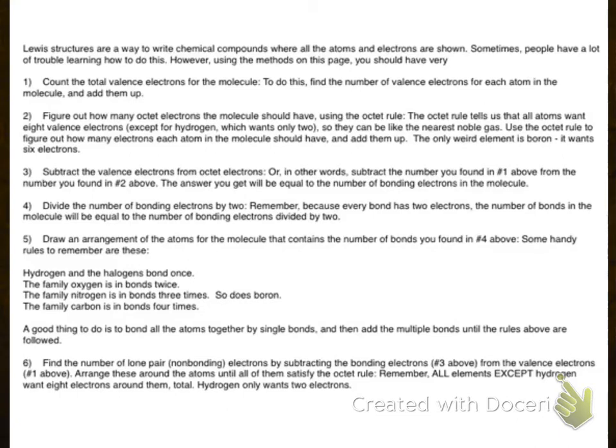The important thing I want to point out is down here, it tells us hydrogen and halogens. Remember, the halogens are fluorine, chlorine, bromine, and iodine. Hydrogen and halogens can only make one bond. They only bond once. Oxygen and anything in the same group as oxygen forms 2 bonds. Nitrogen and anything in the nitrogen group forms 3 bonds. And carbon can form 4 bonds.